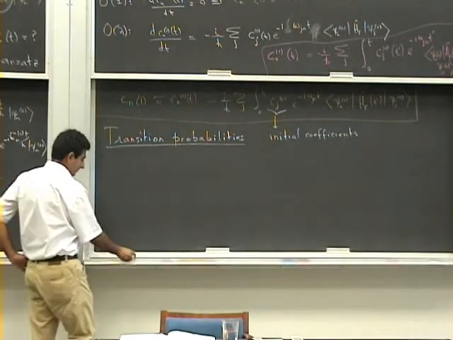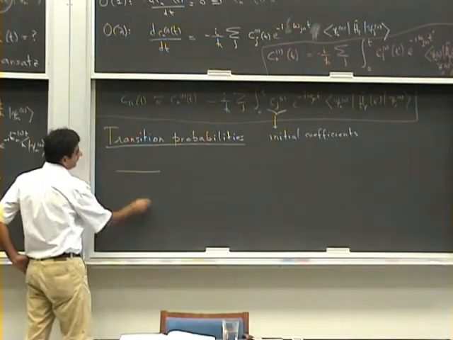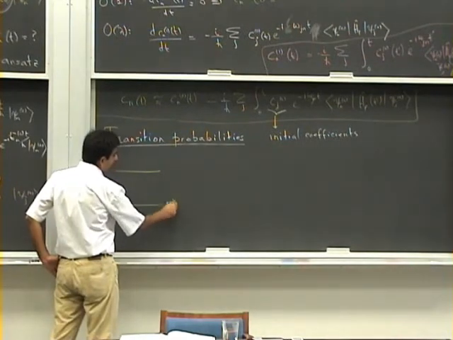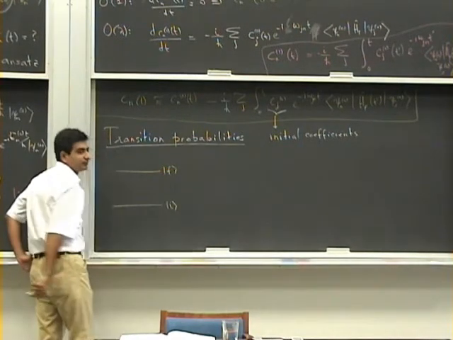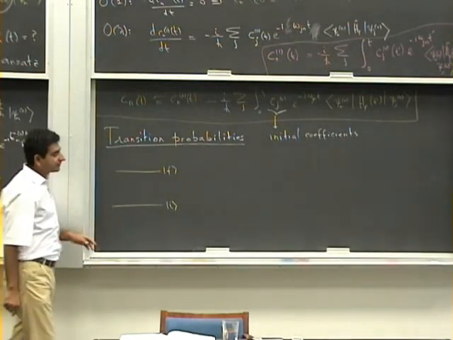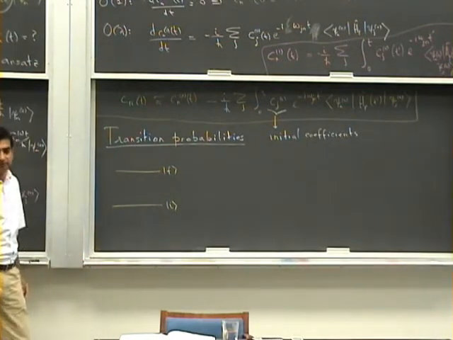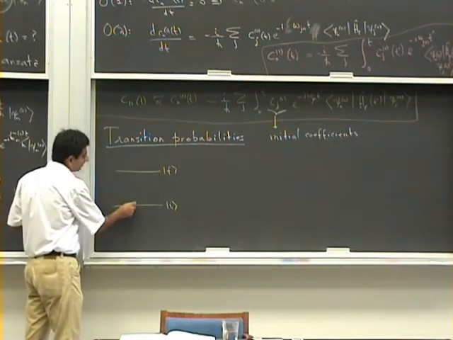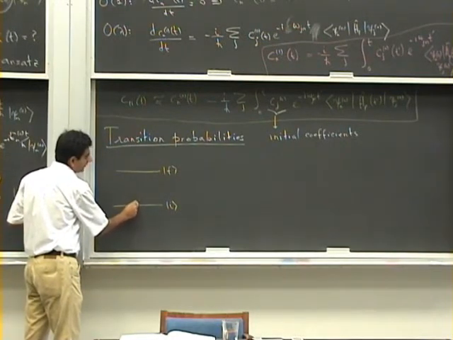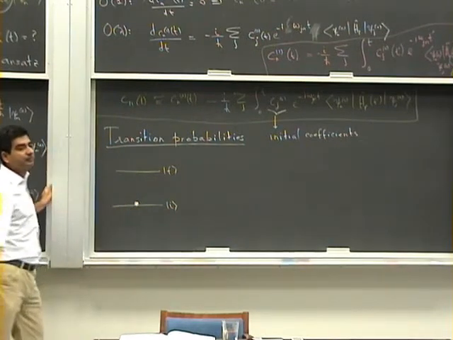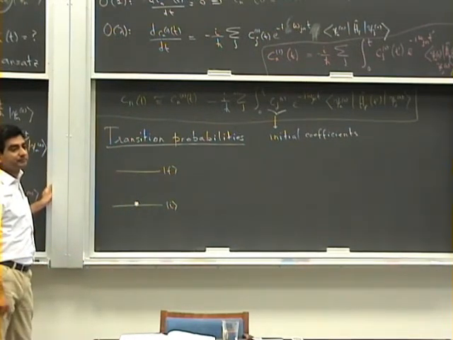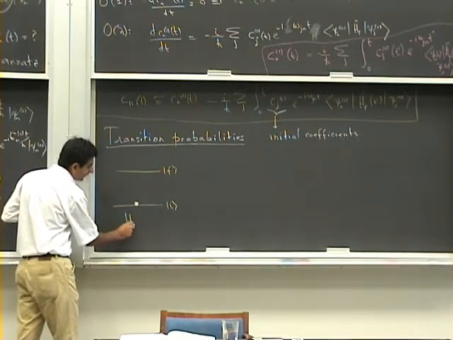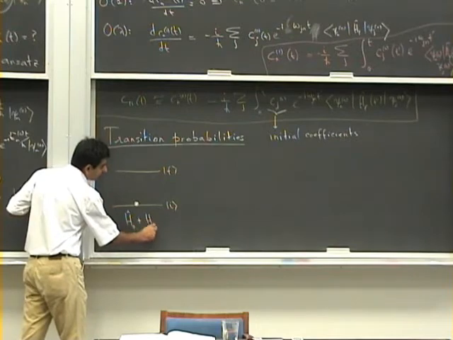Suppose you have a two level system. There's a quantum state, let's call it i, and a quantum state, let's call it f. i stands for initial, f stands for final. Now, you prepare your system in this initial state. With time, the state will change. Suppose the Hamiltonian is H naught, some background Hamiltonian, plus the time dependent perturbation.